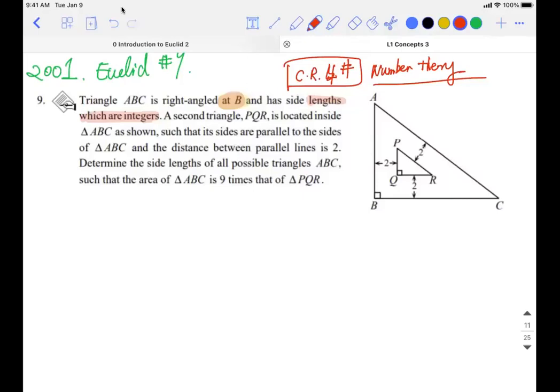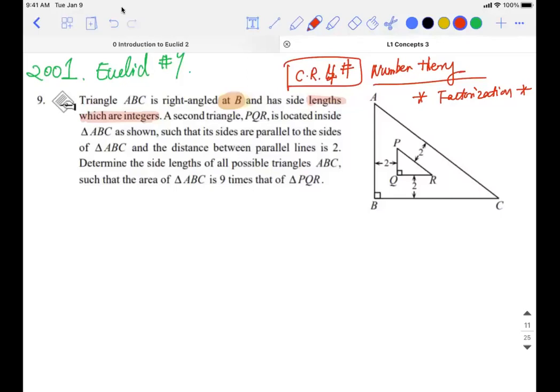In our Euclid territory, number theory most of the time means factorization. In AMC, it might be different, but that's going to be a totally different story. But for Euclid, factorization is the major part of our number theory. So these are all conditional reflexes. You need to pick them up while you're reading the question.